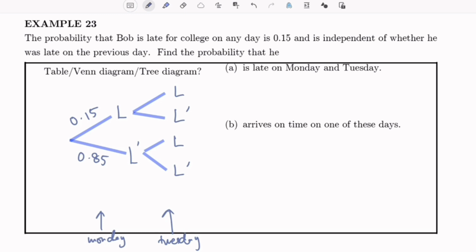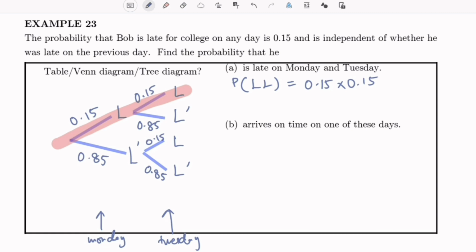Then for the second day, the probability is independent of the previous day. So it will be 0.15 still. Then 0.15, 0.85. Right. For question A, late on Monday and Tuesday. So probability of L and L, refer to this branch, 0.15 times 0.15, that gives you 0.0225.